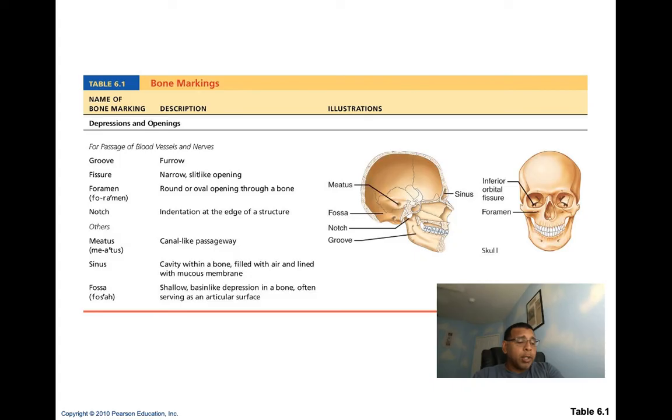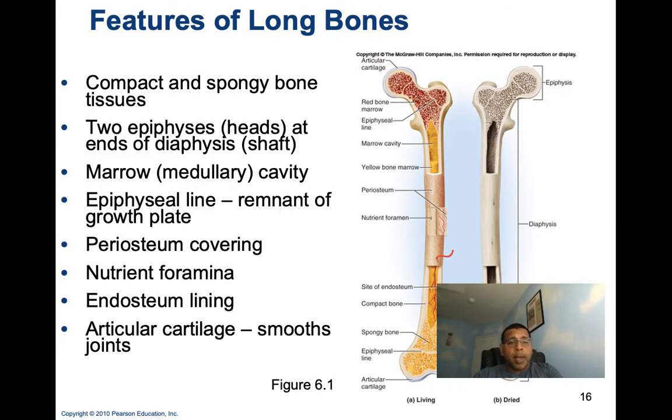Next then we have bone textures. Here we can see we have compact bone and spongy bone, and then we have yellow bone marrow as well. We'll go through and look at bone textures, compact bone and spongy bone.